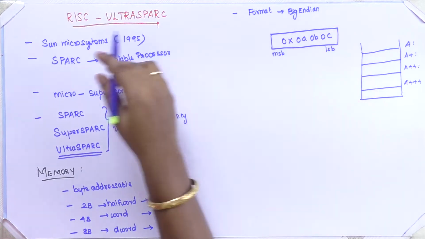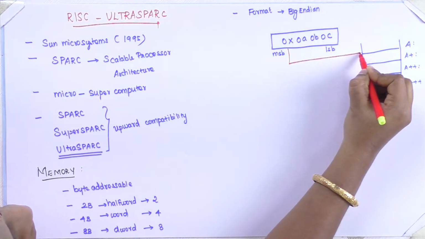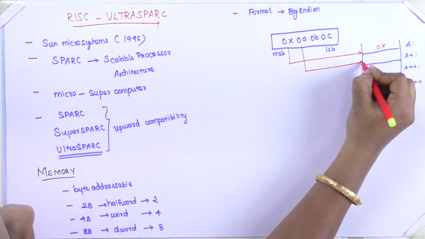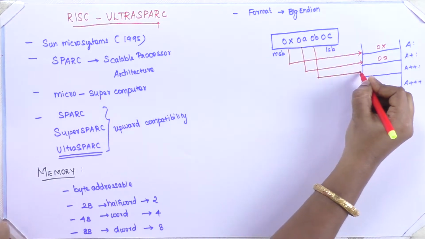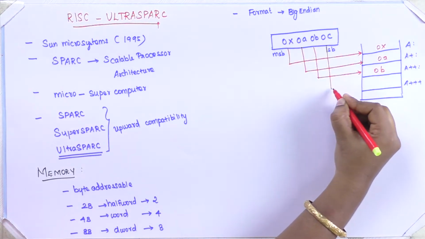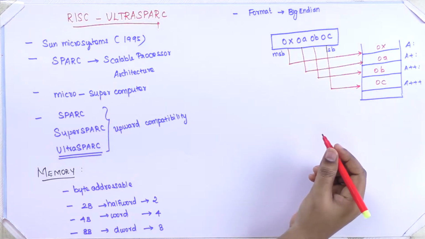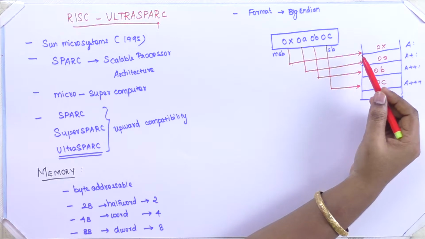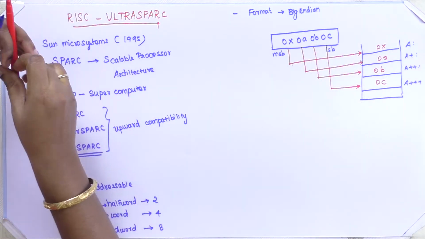Under Big Endian format, the MSB byte, that is 0x, is stored in the lowest address, then 0A is stored at address A plus 1, then 0B is stored at address A plus 2, and 0C is stored at address A plus 3. Likewise, the MSB bits are stored in lower order addresses. That is the Big Endian format.